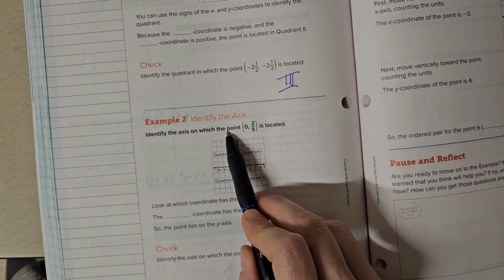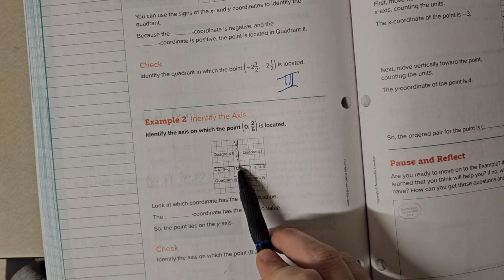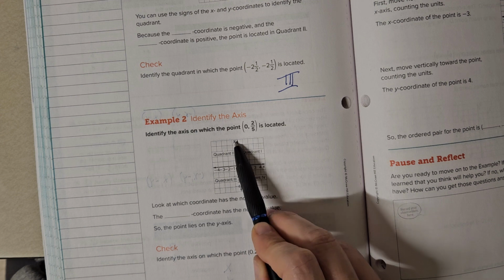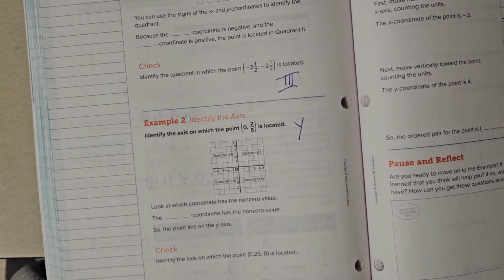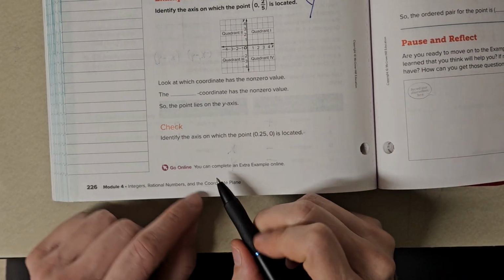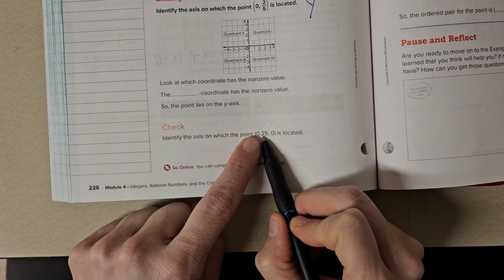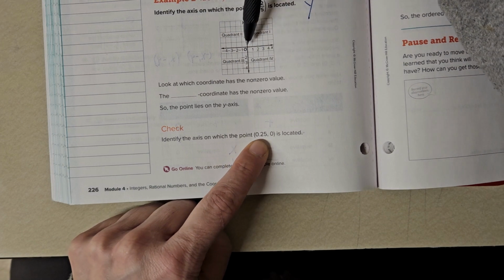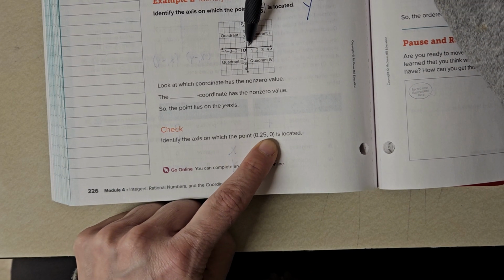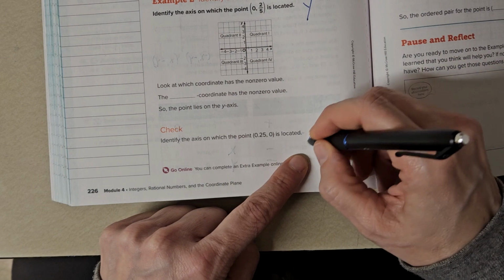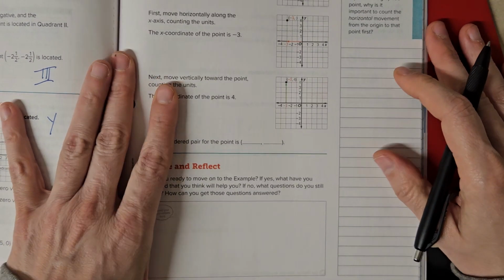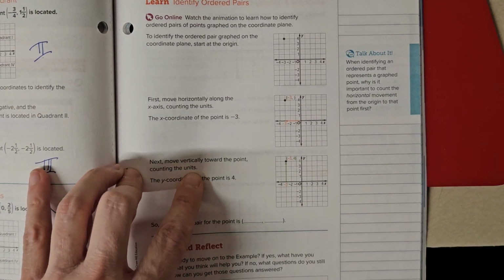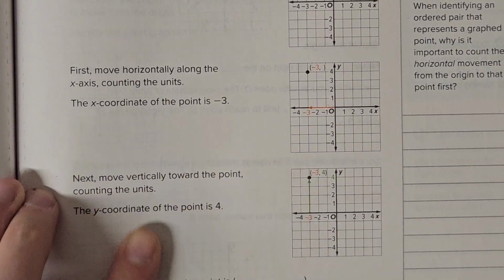Identify which axis it's on. So we're going to go over 0 and up 2/5. That looks like we're on the y-axis. We went over nothing. All right. And in this one, you go over 0.25, over just a little bit, but you can't go up or down, you're stuck on the x-axis. Again, rewind that if you are kind of struggling with that a little bit. Let's zoom in just a pinch.